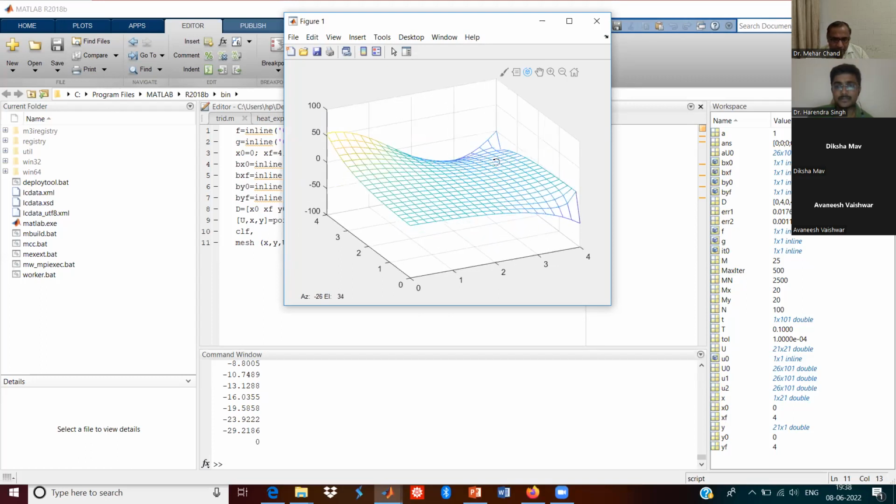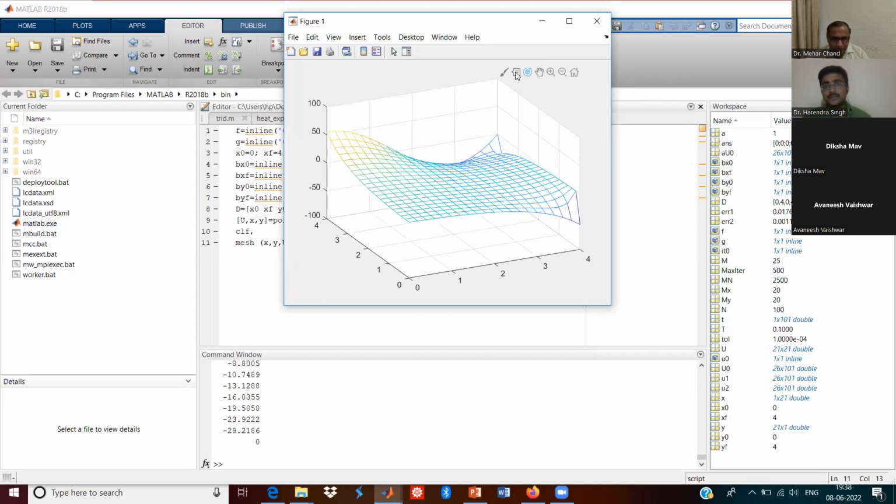You can just rotate from here, and these are the options. If you click on data tips, you can get from here what the solution is at this point, what the value of x, y, z is here, and what the value of x, y, z is here, so you can put them. So this is the solution for the Poisson equation. Similarly, all other operations are also available here.